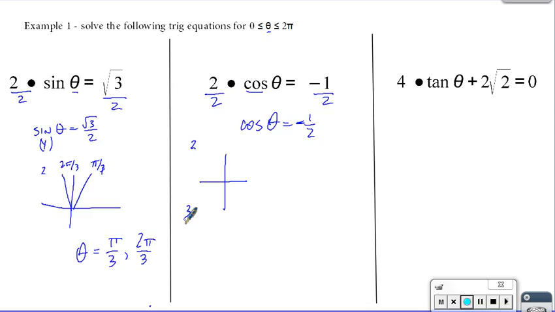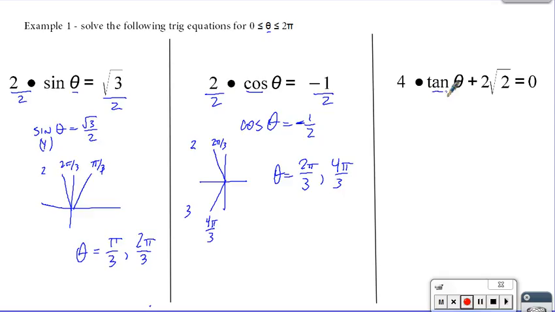And where is cosine negative 1/2? Well, in this particular case, it happens to be 2 pi over 3 again, and 4 pi over 3. And again, I'm looking at my unit circle to determine that. So theta will equal 2 pi over 3 or 4 pi over 3.